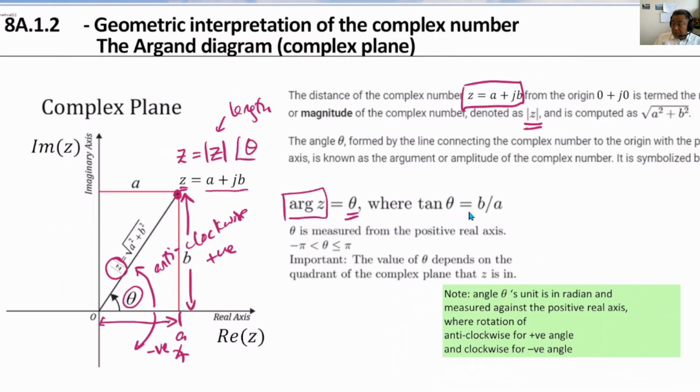Tangent theta equals b over a because it's opposite over adjacent. So we can calculate theta by using arctangent, implying theta equals arctangent of b over a. Now theta is measured with respect to the positive real axis, and we restrict theta to be less than or equal to pi and greater than minus pi. Theta is typically measured in radians and not in degrees in our course.